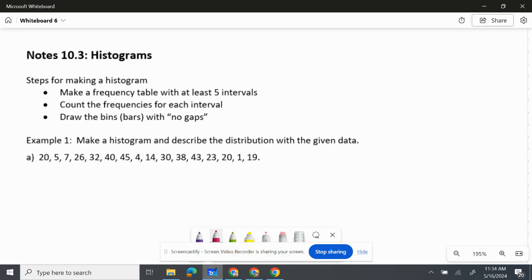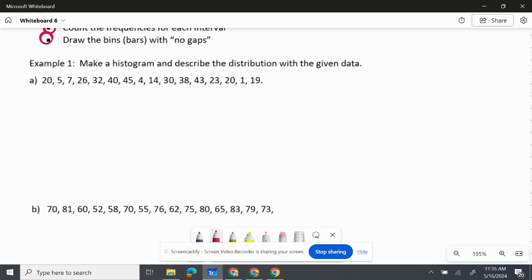First thing that we're going to do is make a frequency table with a minimum of 5 intervals. Then we're going to count each frequency in the intervals. And then at the very end, we're going to draw 5 bins, sometimes called bars, and we make sure there's no gaps in between. So for the first one, we're going to look at our interval and then frequency.